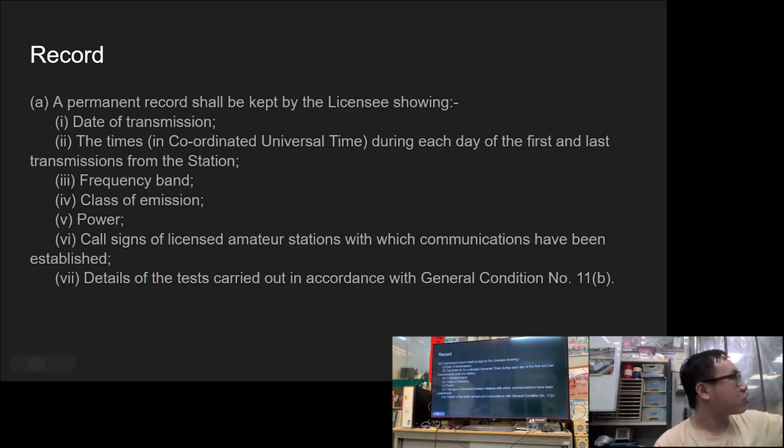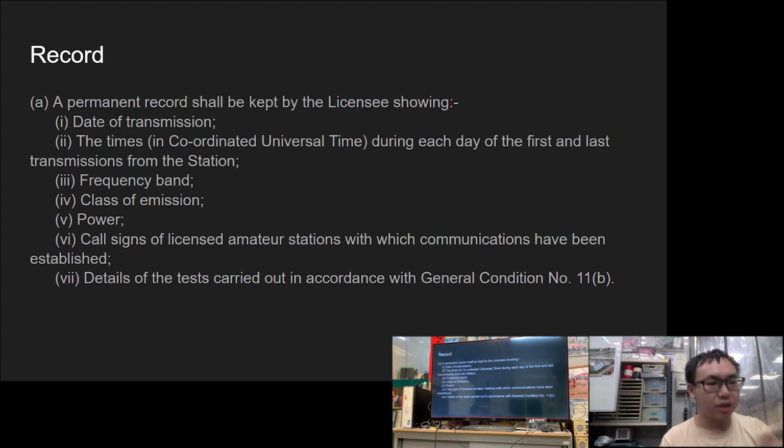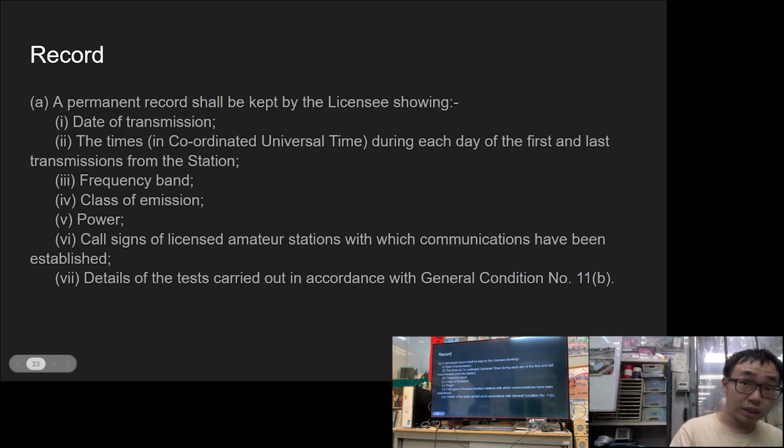Record the date of transmission, UTC time, frequency band, class of emission, power, and the call sign, yourself and others. You have to remember this one. There are 2 points to note. The time is always in UTC, not Hong Kong time, but UTC. And the power should be noted in dB watt. In Annex A1 they didn't mention it, but in your Annex A4, the explanation, and Annex C, they give the details. So beware of it.